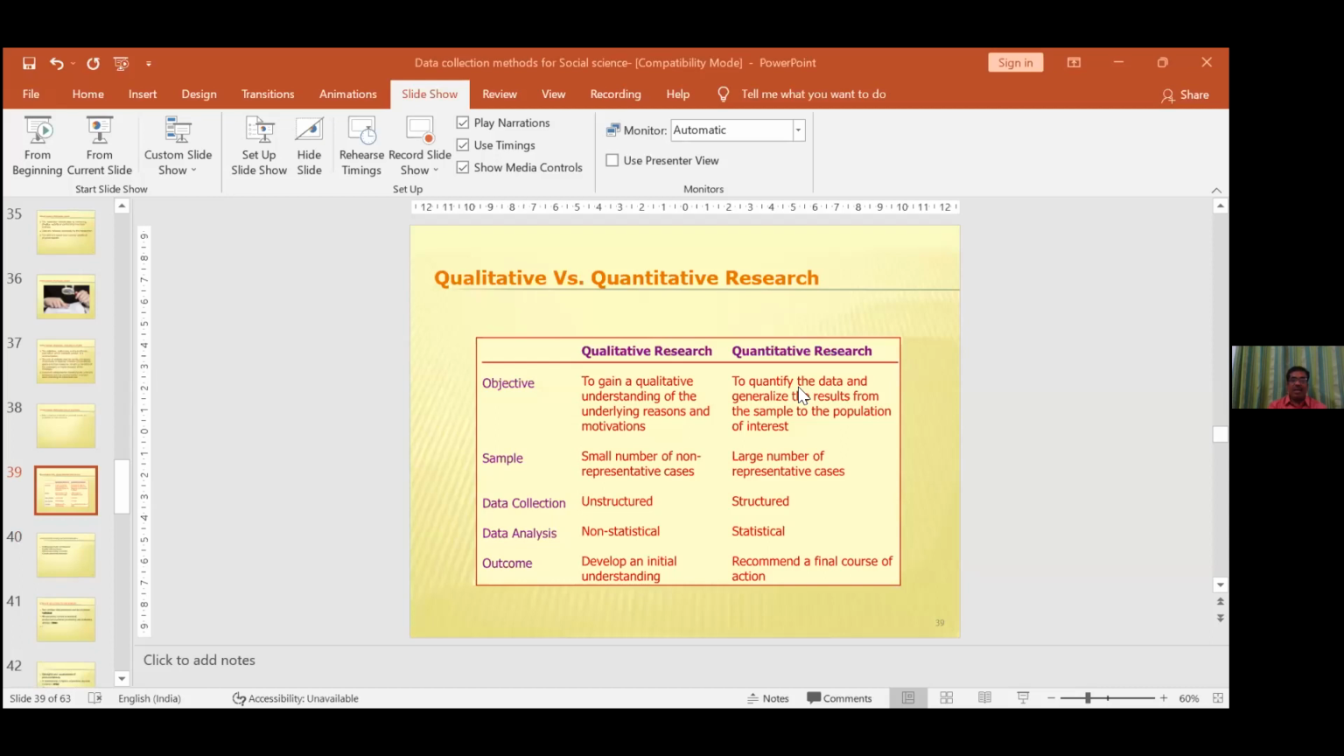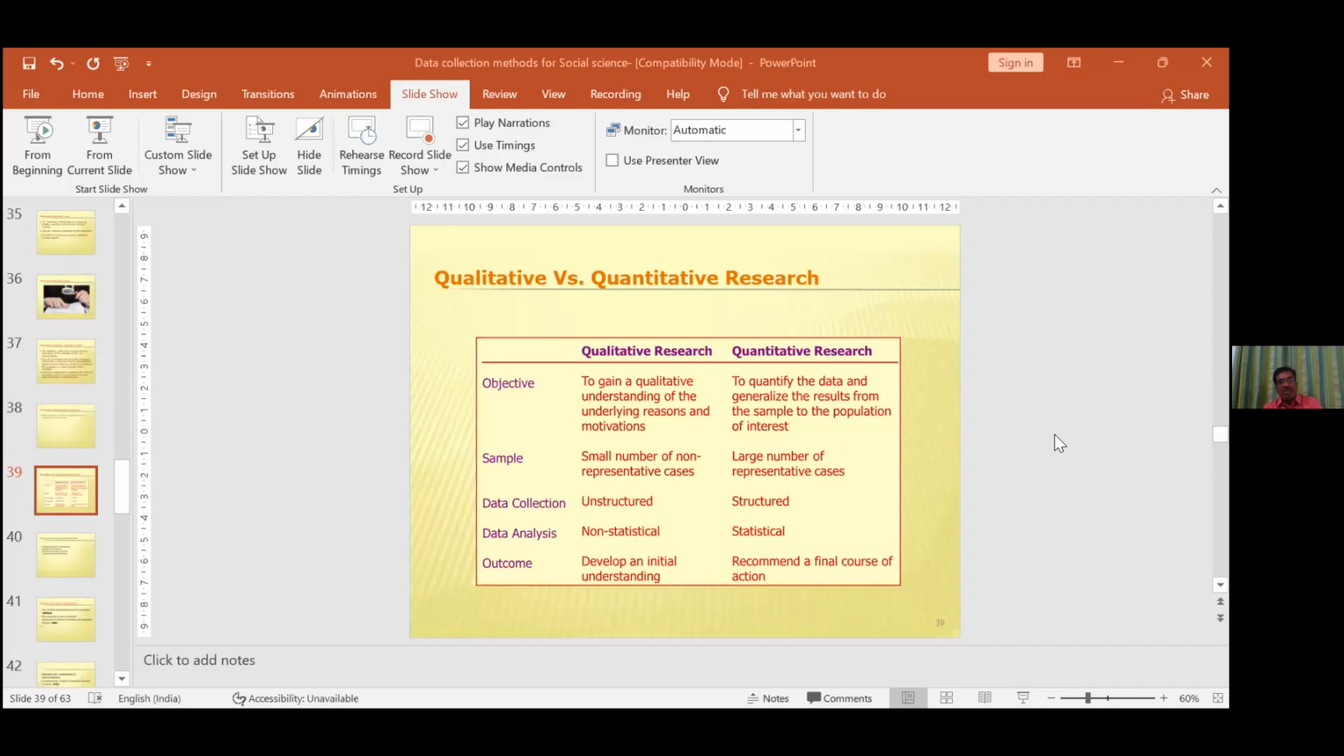See, qualitative understanding of the underlying reasons or underlying motivation of the particular respondents. What is quantitative research? What are the objectives of quantitative research? To quantify the data and generalize the results from the sample population to the rest of the population of interest. That means you have collected some data from the respondents. There is a sampled respondent. Okay. So based on the samples, you come to the conclusion that these are the results, this is the attitude of the entire population. These are the objectives of quantitative research.